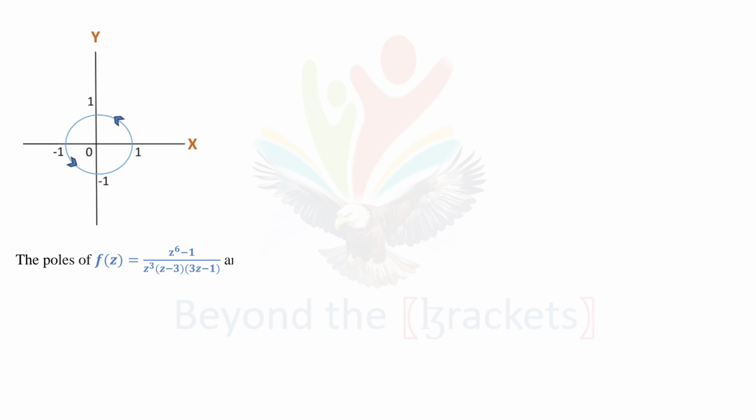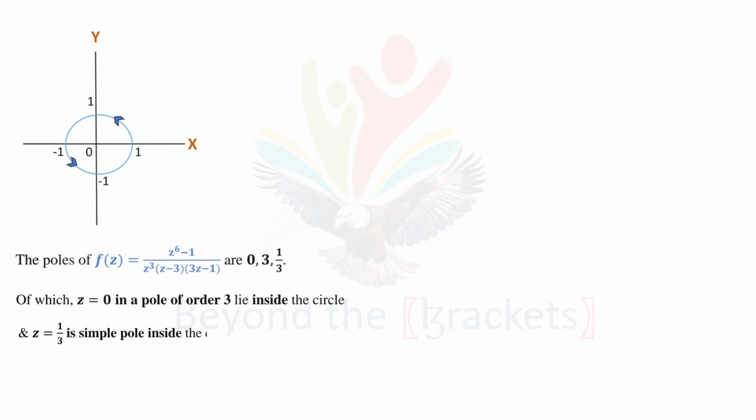We get 0, 3 and 1 by 3 as the poles, of which z is equal to 0 is a pole of order 3 which lies inside the circle. z is equal to 1 by 3 is a simple pole which lies inside the circle, and z is equal to 3 is outside the given circle.